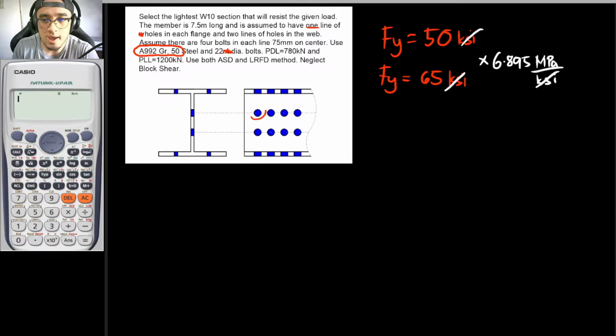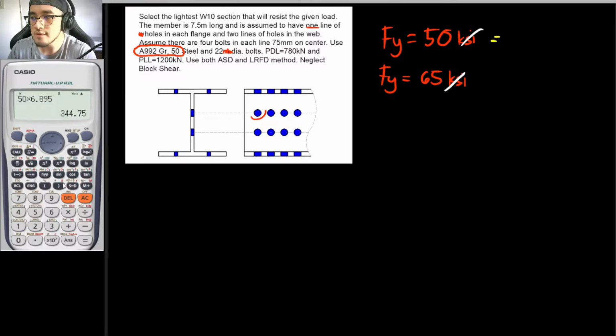And with those, guys, I would just be erasing this one right here. This is now to be equal to, looking at the calculator to your left, 50 times the conversion factor of 6.895, that is to be equal to 344.75. For our lessons and in our quizzes, I would be rounding them to the nearest whole number. So this is now to be equal to 345 megapascal.